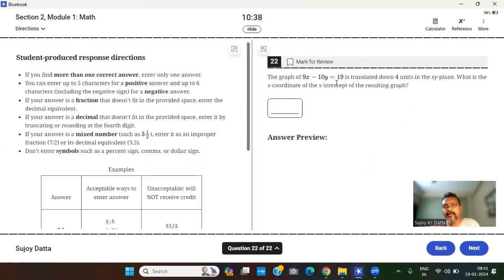The graph 9x minus 10y equal to 19 is translated down 4 units. So to solve such questions, we need to express the line in the form y equal to mx plus c. So we'll have negative 10y equals negative 9x plus 19, which basically boils down to y equals 9 over 10x minus 19 upon 10.